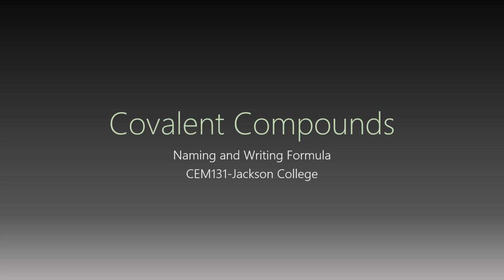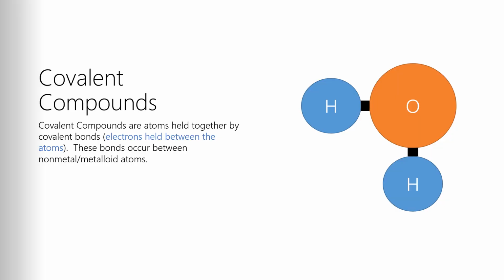This is a short video to talk about how we name and write formulas for covalent compounds. In contrast to ionic compounds, where the atoms are held together solely by electromagnetic attraction, in covalent compounds there is a physical bond between the atoms in the compound. The atoms share electrons between each other.